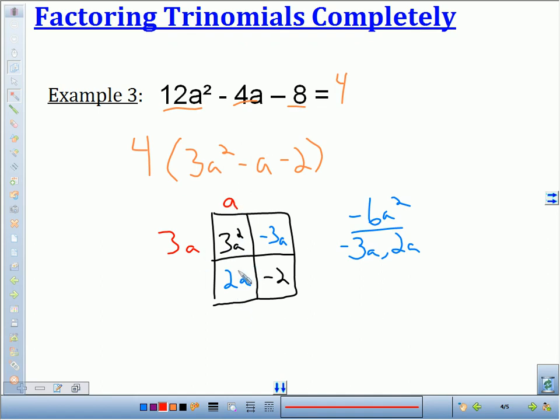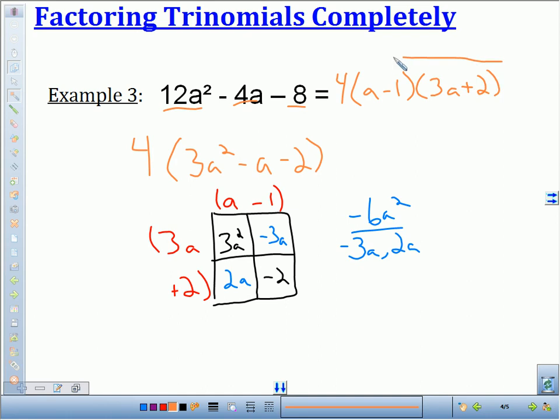To make a become 2a, a times 2 is 2a. 3a times negative 1 is negative 3a. So my factors are a minus 1 and 3a plus 2. And I will put those next to the 4, because that doesn't go away. Instead, it just becomes 4 times a minus 1 times 3a plus 2. And that is my final answer.